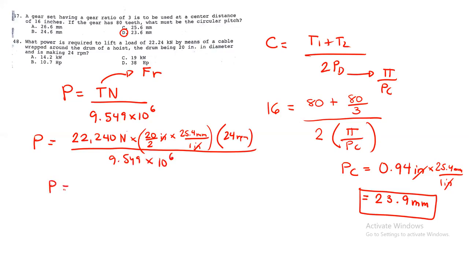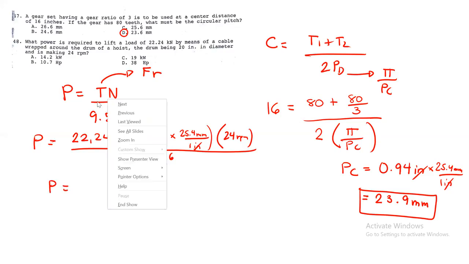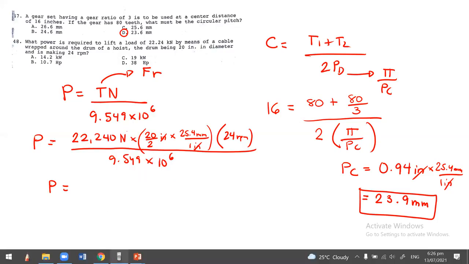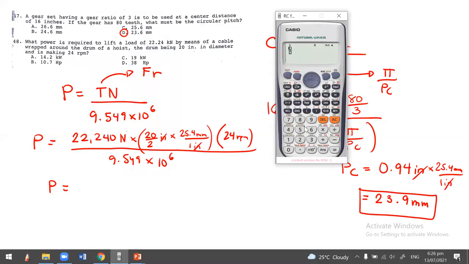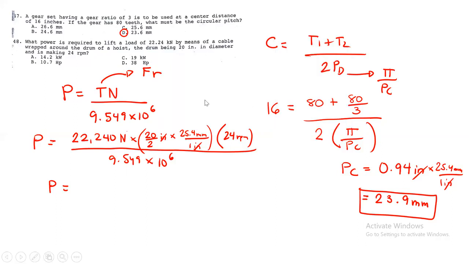So, makuha natin power dito, i-calculate natin. So, 22,240 times 20 divided by 2 times 25.4 times 24 divided by 9.549 times 10 raised to 6. So 14.2 kilowatts. So the answer is letter A.